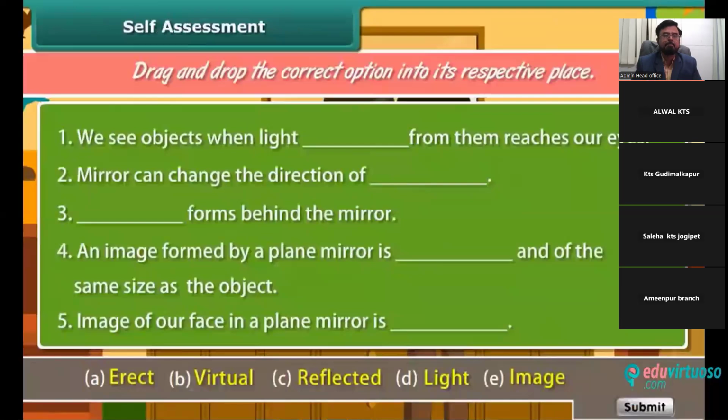Self-assessment. Let's check what we have learned so far. Drag and drop the correct option into its respective place.